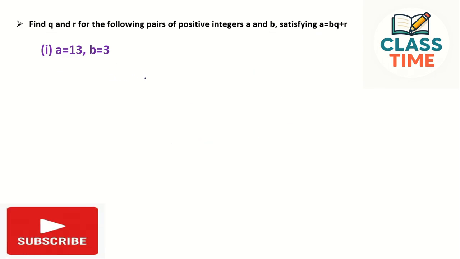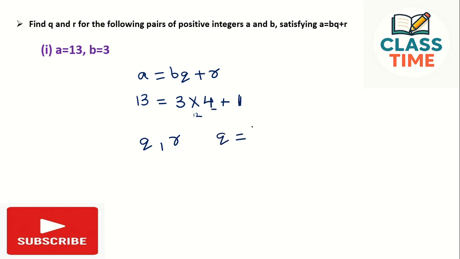How will you write and solve this problem? Given a equals bq plus r. a we have 13. Next b we have 3 into, if we multiply with 4, we'll get 12. What is the number we have here? 13. So what will be the remainder? 13 minus 12 is 1. 1 is the remainder. So we need to find q and r, right? So q equals 4. Next r equals 1. So for given a equals 13, b equals 3, q will be 4 and r equals 1.